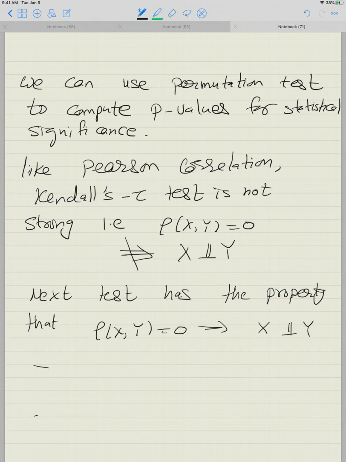And so we'll study two tests of this form: the distance correlation and the last one is tau star correlation.